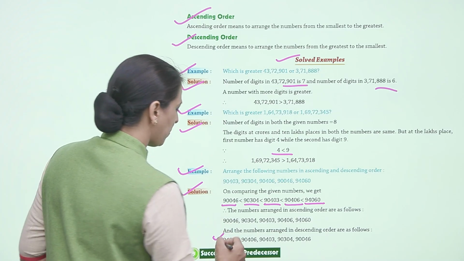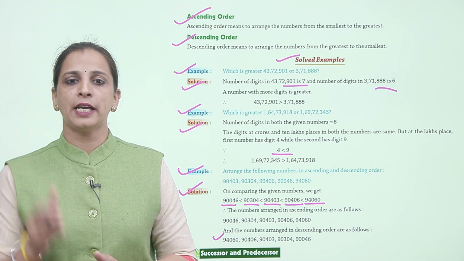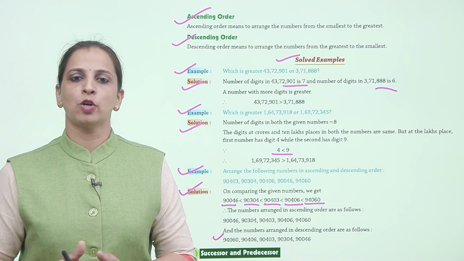Reverse कर देंगे. सबसे पहले सबसे बड़ा number that is 94,060, 90,406, 90,403, 90,304, 90,046.